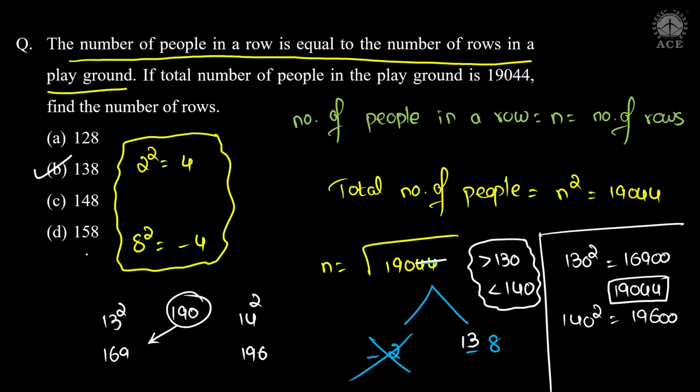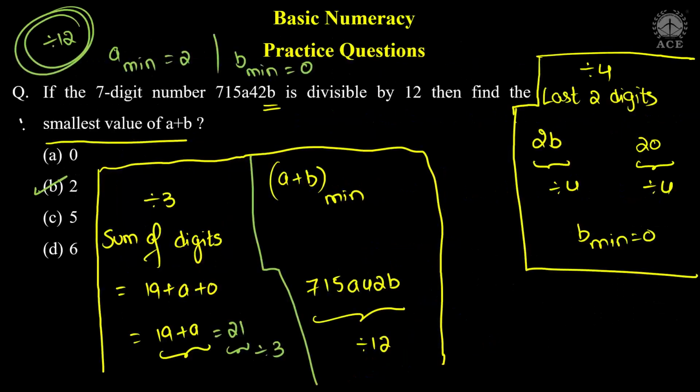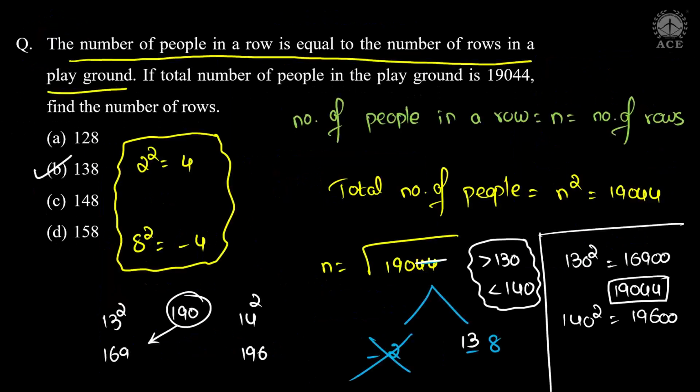There are n number of methods to successfully solve the question, my dear friends. The first question is regarding divisibility for 12. It's internally divisible by 3 and divisible by 4. The second question is regarding square root.